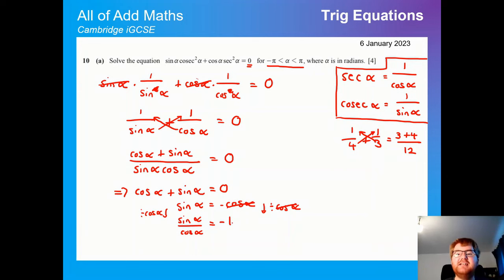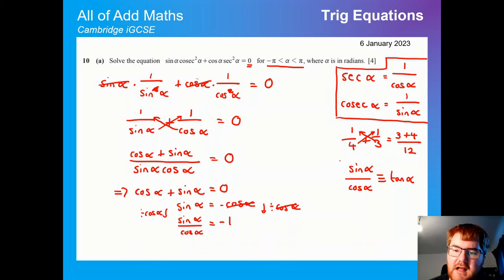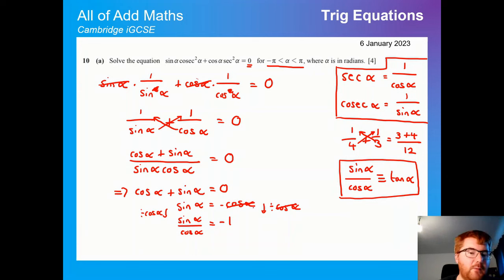And the reason I did this is another identity you need to be aware of. Sine alpha over cos alpha is always equal to tan alpha. Again, another key fact that you do need to know, and then we can just change this, then equal tan alpha is equal to -1.